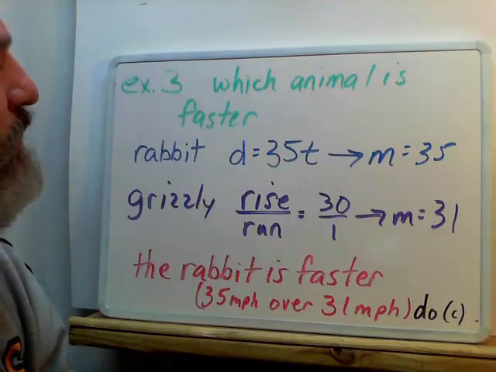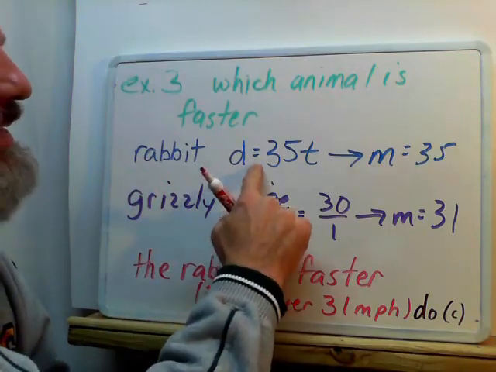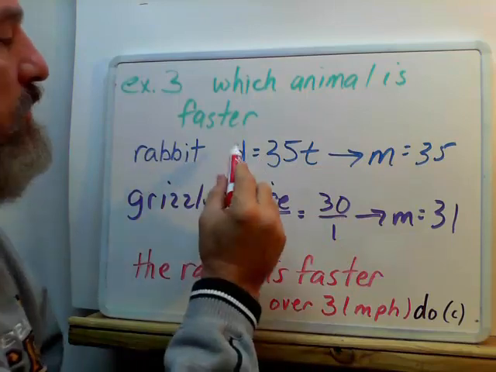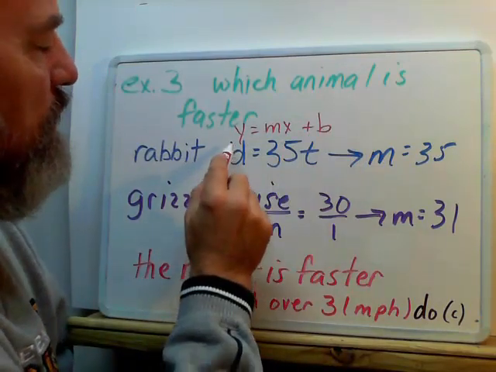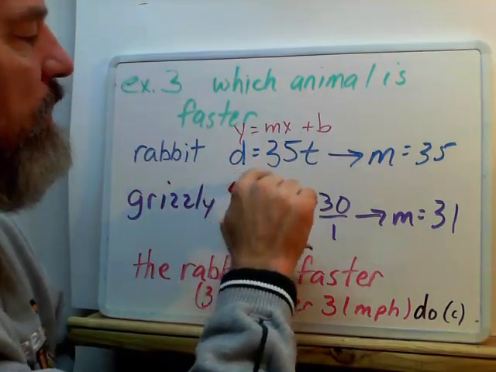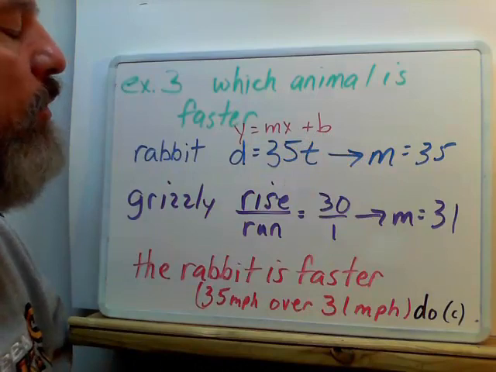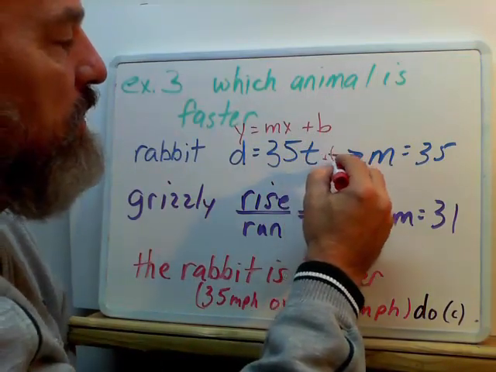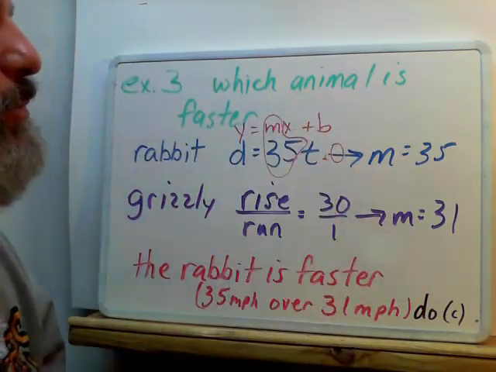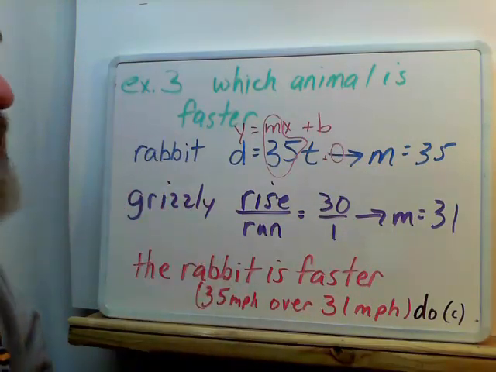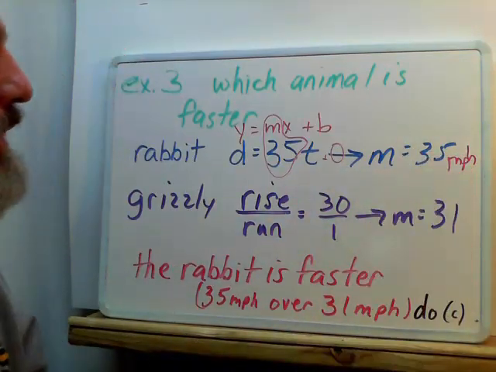Example 3, which animal is faster? So you're looking at this in 2 different ways. In the first case, they give you the rabbit and they give you an equation. So they say d equals 35t. Well, remember, this is in the format of y equals mx plus b. In this case, instead of y, we have d for distance, and it's the slope times the x, which in this case is time, plus the y-intercept, which in this case would be like plus 0 here, so we can ignore it. But the thing I want you to understand is the 35 gives you your slope. So m is 35, so we know that the rabbit can travel 35 miles per hour. Okay, just exactly right there from the equation.